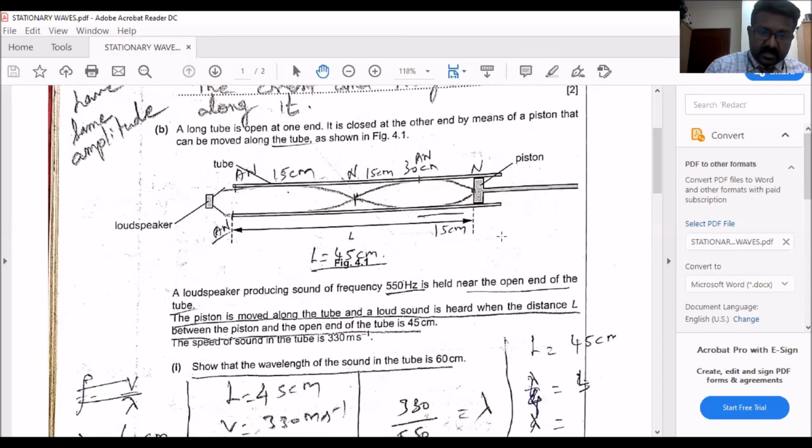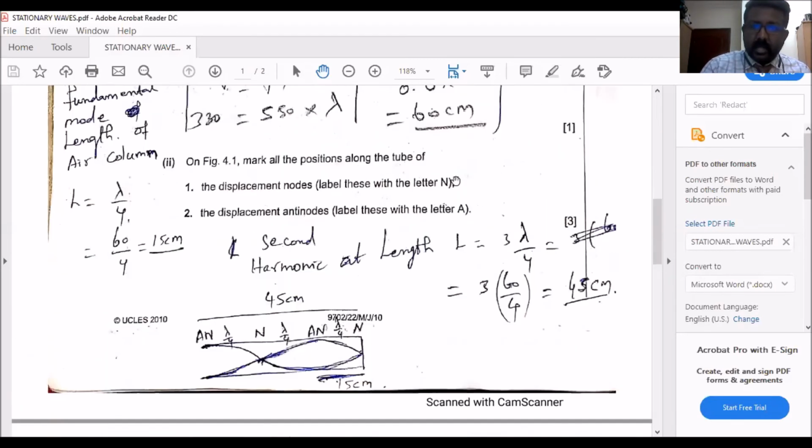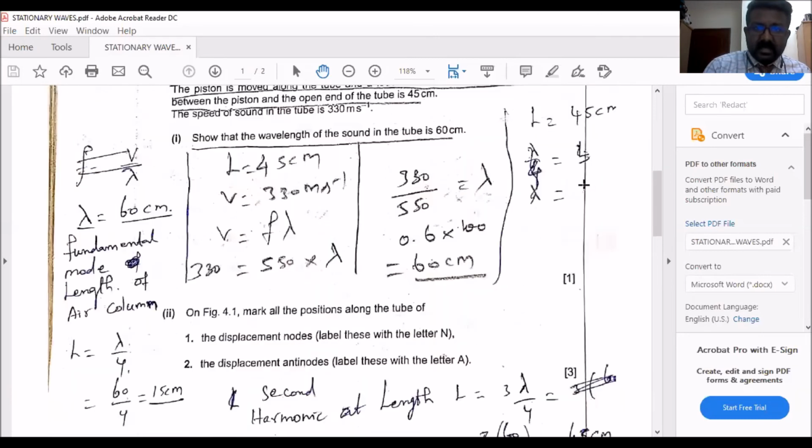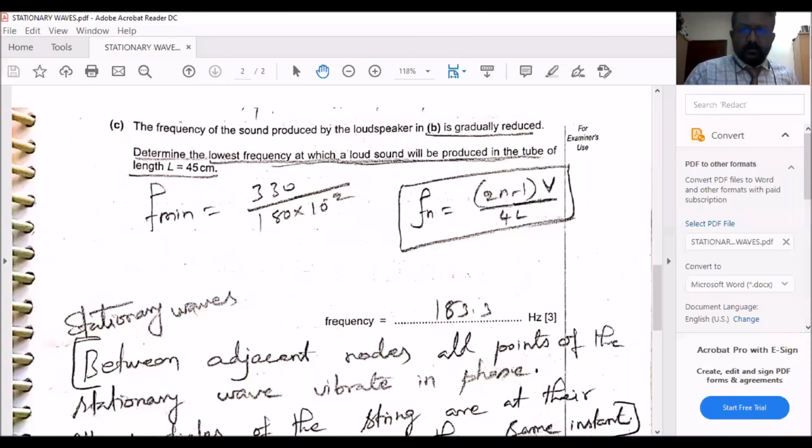So we can write our answer here: the displacement nodes are equal to 2 and the displacement antinodes are equal to 2. We have also marked this with the letter A on the figure. This is the point where you see there is no vibration, that is the node point, and where you see maximum amplitude, that is the antinode. And this is again a node point where there is no vibration, and this is again maximum amplitude, where you see the antinode. So we have got part C also.